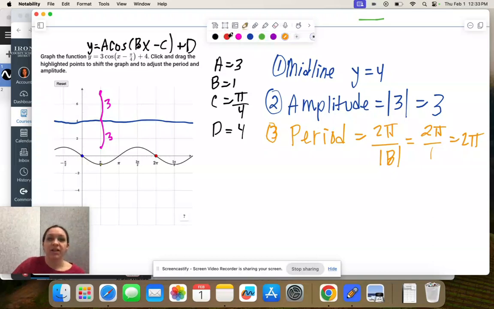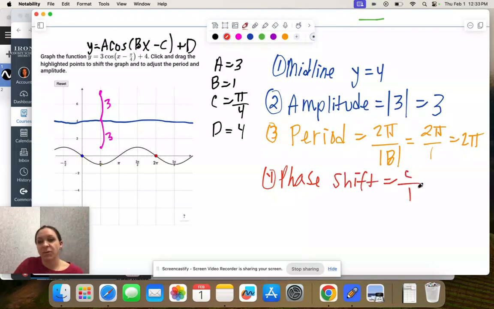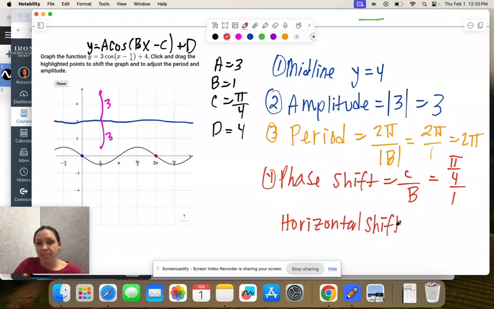Okay, last thing we find is the phase shift. So that's our horizontal shift. And we find that by taking c over b. So c is pi/4 and b is 1. So our horizontal shift is positive pi over 4. It's positive pi over 4 over 1, which is pi/4. So that means we're going to move right because it's positive pi/4.